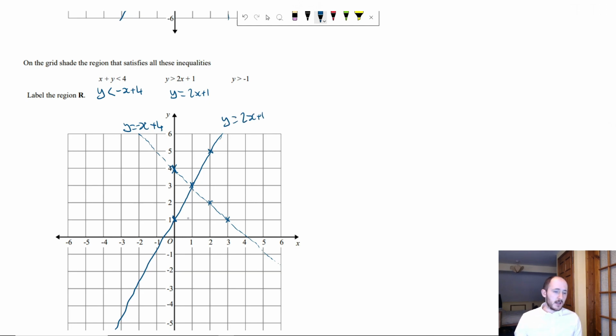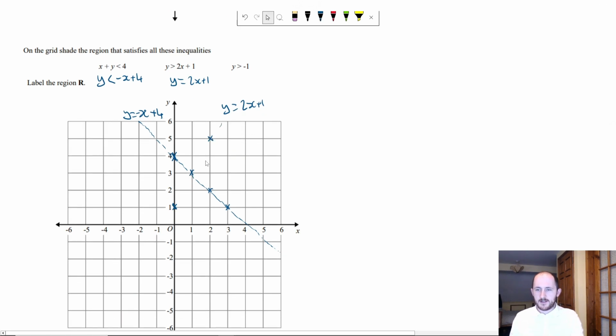And lastly, but certainly not least, we have y is greater than... Oh, that shouldn't be a solid line, actually. Dang it. That's what I get for rushing. And lastly, we have y is greater than minus 1. And again, this isn't a dotted line. Minus 1's over here, so let's just draw a horizontal line here.